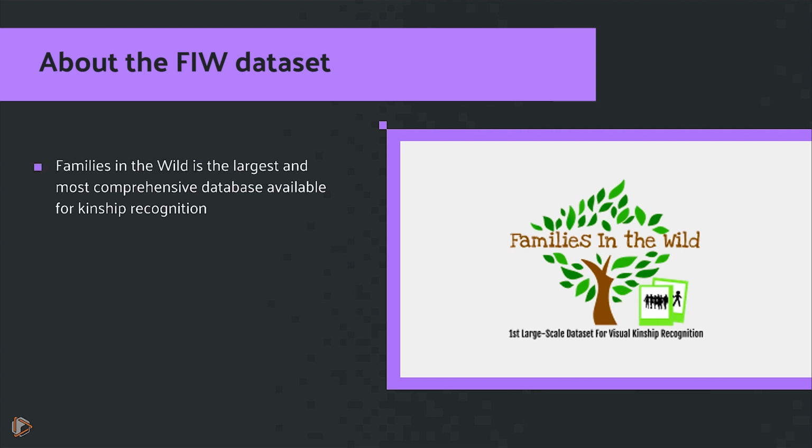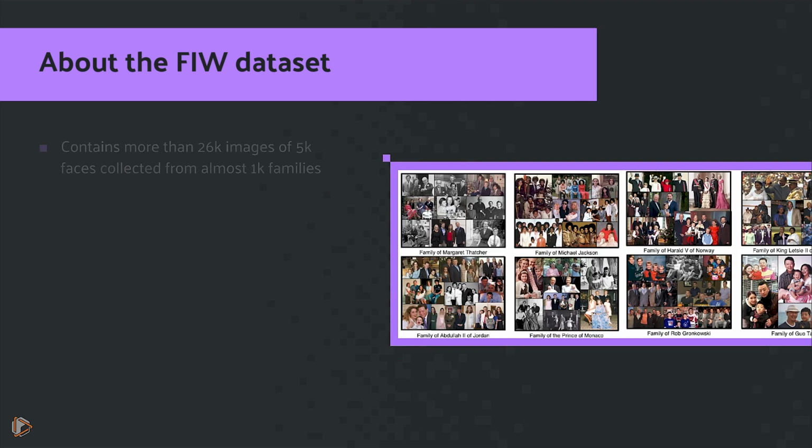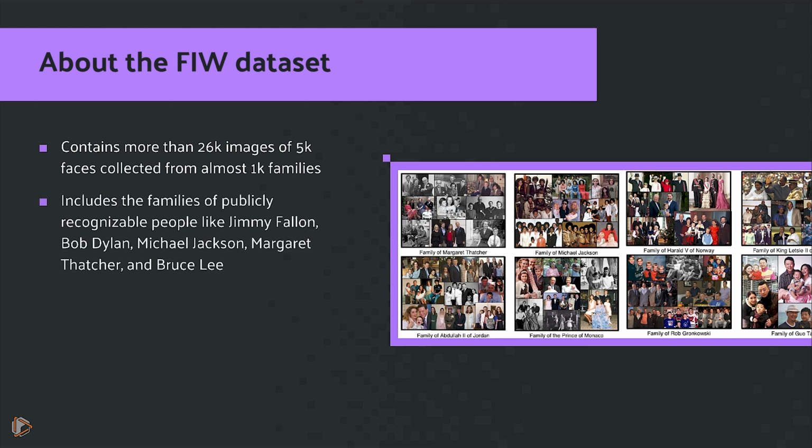Now, a little bit of background about the Families in the Wild dataset. It is the largest and most comprehensive database available for kinship recognition. It's used as a public benchmark for recognizing families via facial images. It contains more than 26,000 images of 5,000 unique faces collected from almost 1,000 families. It includes the families of publicly recognizable people like Jimmy Fallon, Bob Dylan, Michael Jackson, Margaret Thatcher, and Bruce Lee.